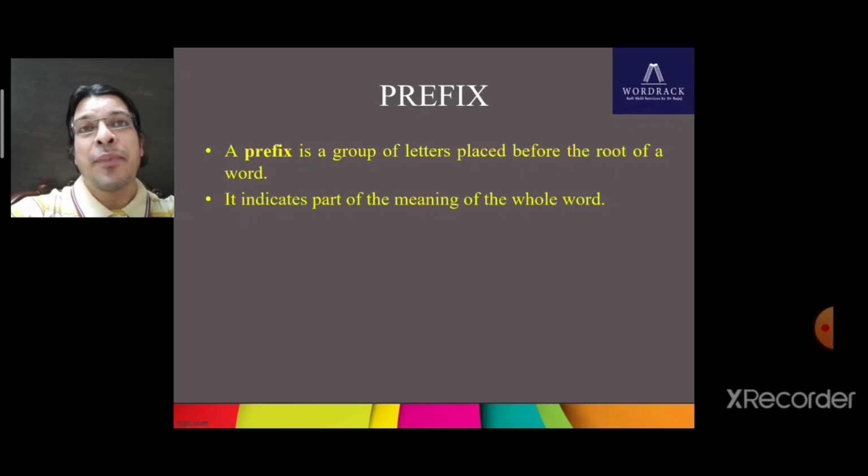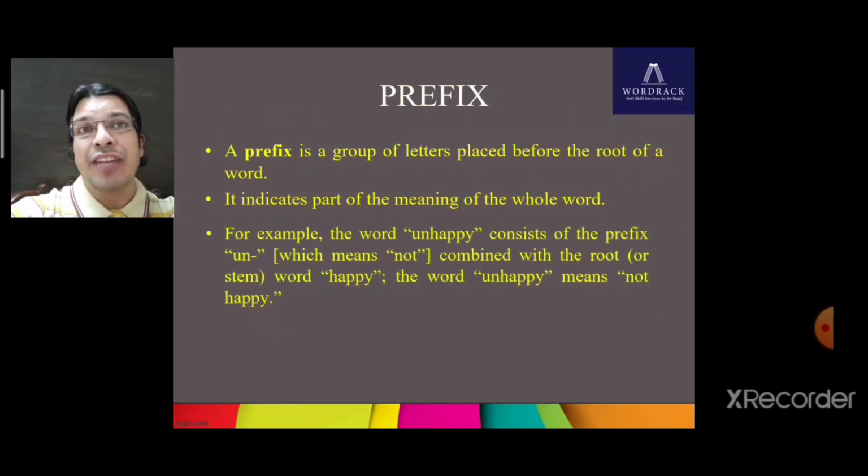Now, the other important thing about prefix, it indicates part of the meaning of the whole word. Now, a prefix does not give the complete meaning in itself. If you remove the prefix from the root or the word, the meaning gets totally changed.